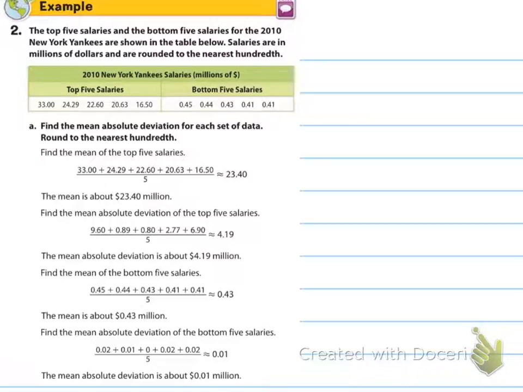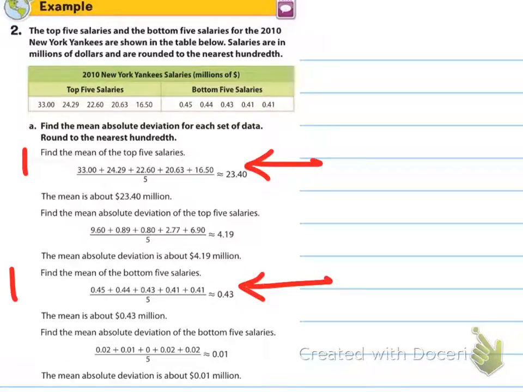So we're going to find the mean absolute deviation for each set of data values. And so the first thing, of course, step 1. Oh, but I lost my color red here. Hold on. Step 1 is to find the mean of the top 5 salaries, and then you're going to find the mean down here for the bottom 5. Okay, so these are both step 1.